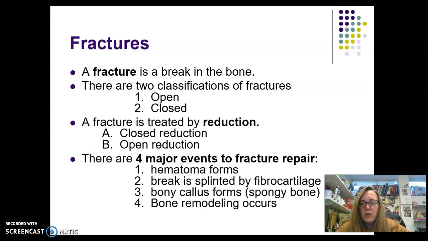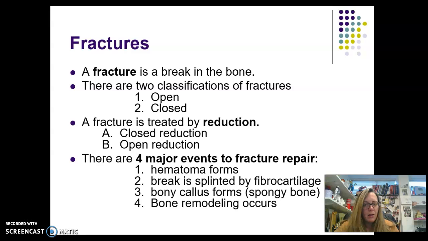So a fracture and a break of the bone are synonyms for each other. They mean the same thing. We have two main classifications. We have open fractures and we have closed fractures. Open, which can also be called a compound fracture, means that the skin is broken, and bone is sticking out. A closed fracture is when the bones are broken, but the skin is not broken.